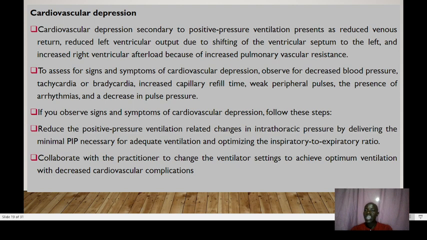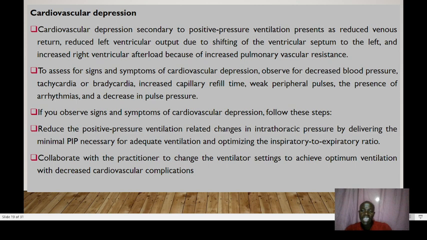Next is cardiovascular depression. This is secondary to positive pressure ventilation and presents as reduced venous return or reduced left ventricular output due to shifting of the ventricular septum to the left and increased right ventricular afterload because of increased pulmonary vascular resistance. To assess for signs and symptoms of cardiovascular depression, you observe for decreased blood pressure, tachycardia or bradycardia, increased capillary refill time, weak peripheral pulses, the presence of arrhythmias, and decreased pulse pressure.